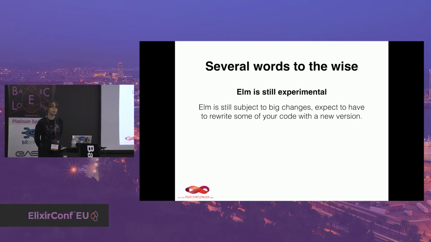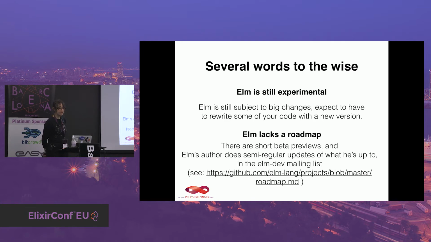Also, Elm is still experimental, so you might have big changes or you might not, but you should expect to rewrite some of your code with each new version. And really, the problem with that is that Elm doesn't really have a roadmap. It's a bit more inspiration-based and exploration-based, so they don't want to commit to having a roadmap. There are beta previews, and there is the Elm Dev mailing list, which you should follow if you want to keep up with Elm's changes, especially that file over there. It's the philosophy they have on roadmaps.